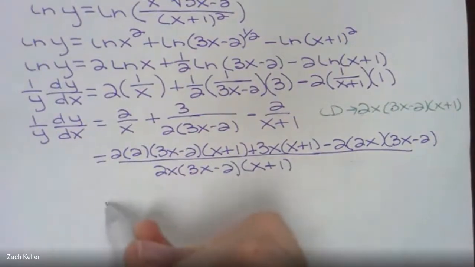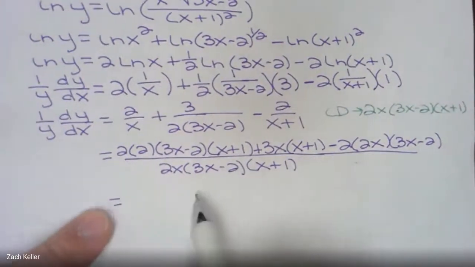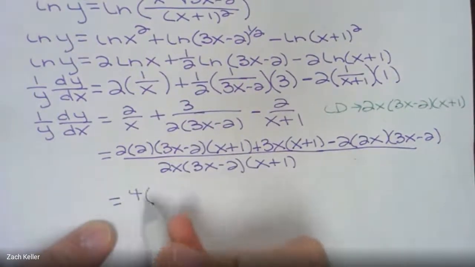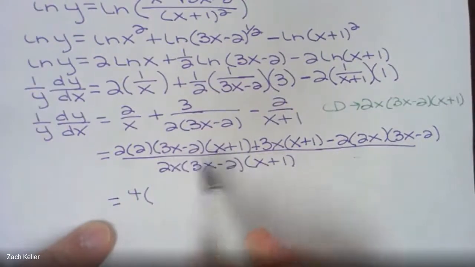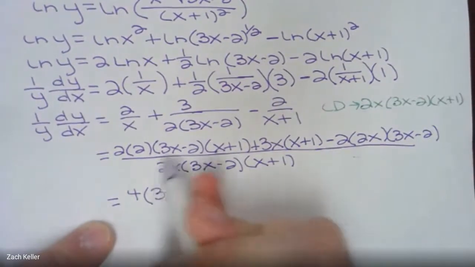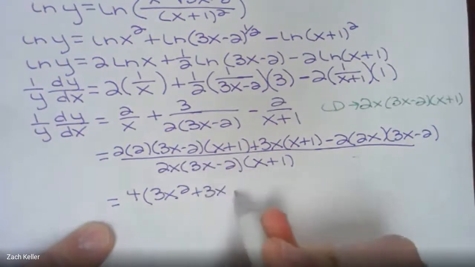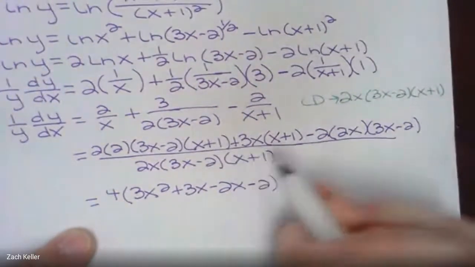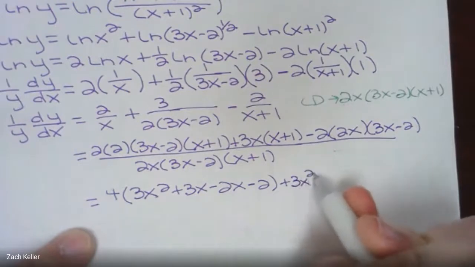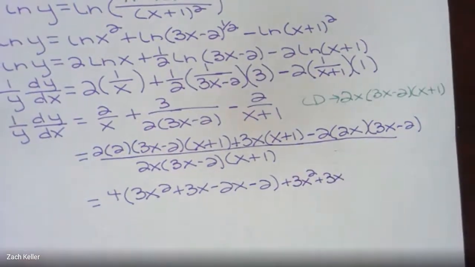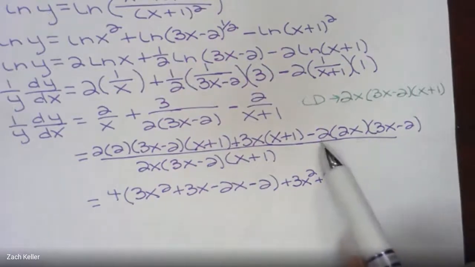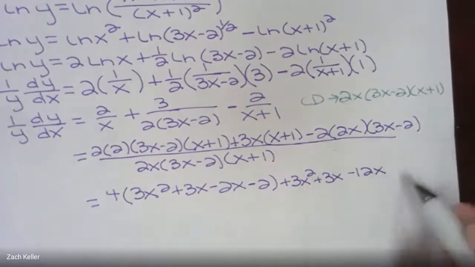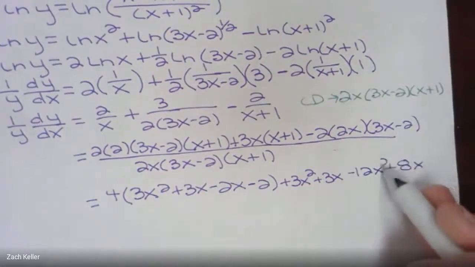Okay, so then simplify the top. You have a good amount of FOILing to do. So this would be 4, 2 times 2. If I FOIL these two, that will be 3x squared plus 3x minus 2x minus 2. And then this would be 3x squared plus 3x. And then basically I'm distributing a negative 4x through. So negative 12x plus 8x, 12x squared.